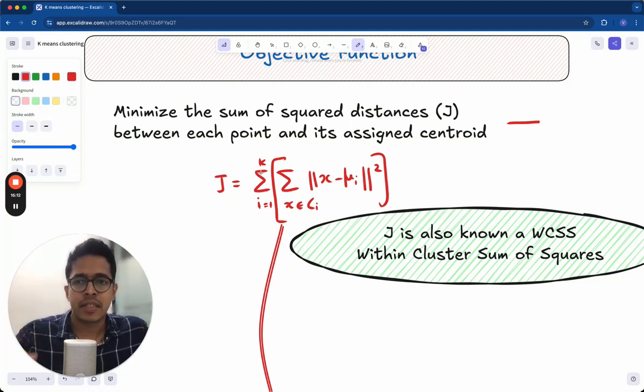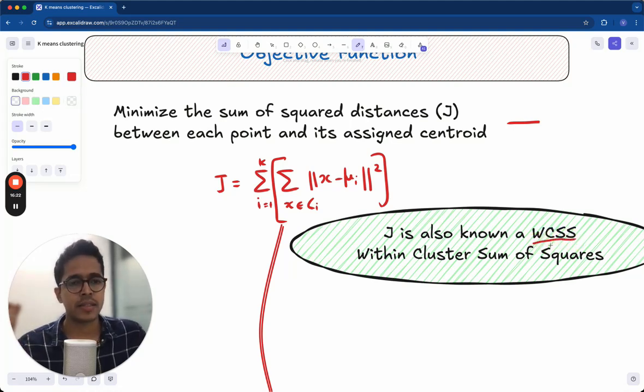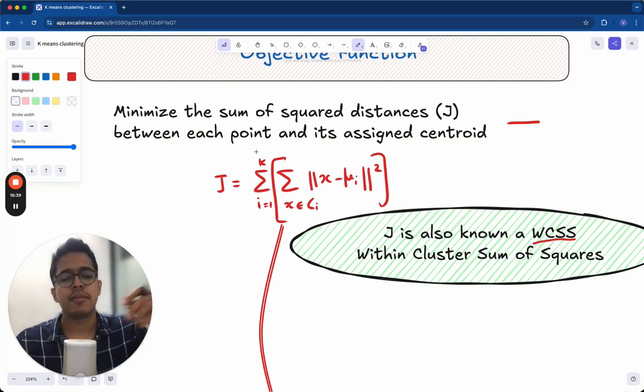Now J, which is the sum of squared distances, is also called within cluster sum of squares. So you will often see this WCSS term used in k-means clustering problems. Don't worry, it's simply a sum of squared distances from the centroid within a cluster. You are trying to minimize that, because if this is minimized, then you can say that on average every centroid is closest to its respective points. If the centroids are very far away from the points, this J value, meaning the sum of squared distances, will be very high. So your objective is to minimize this value.